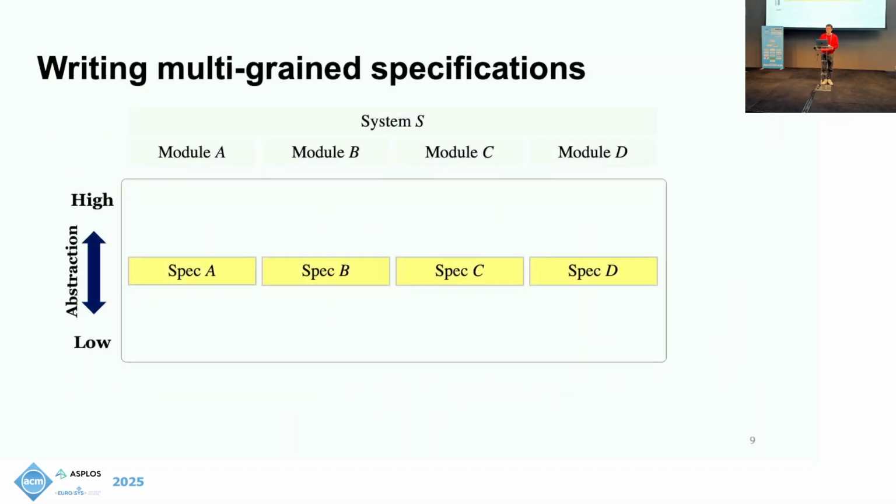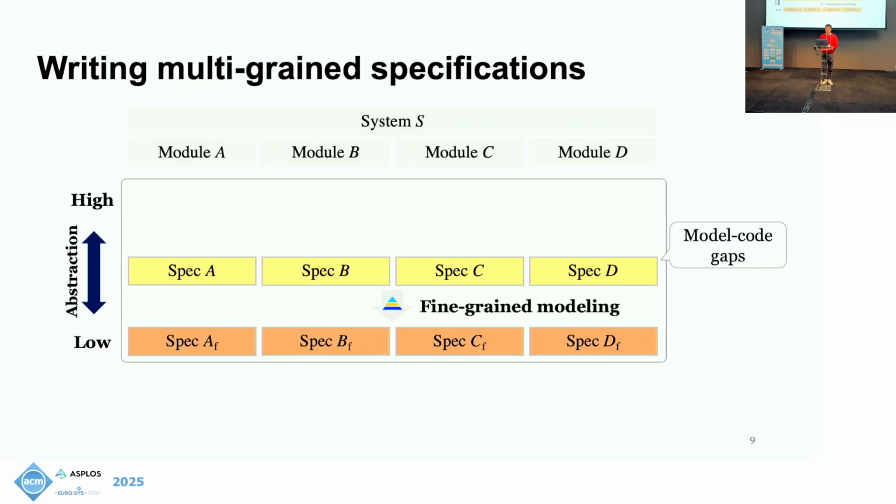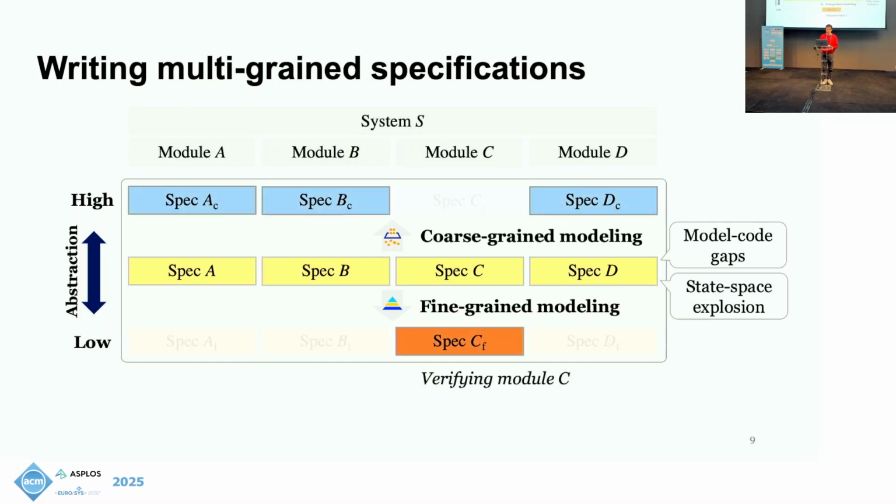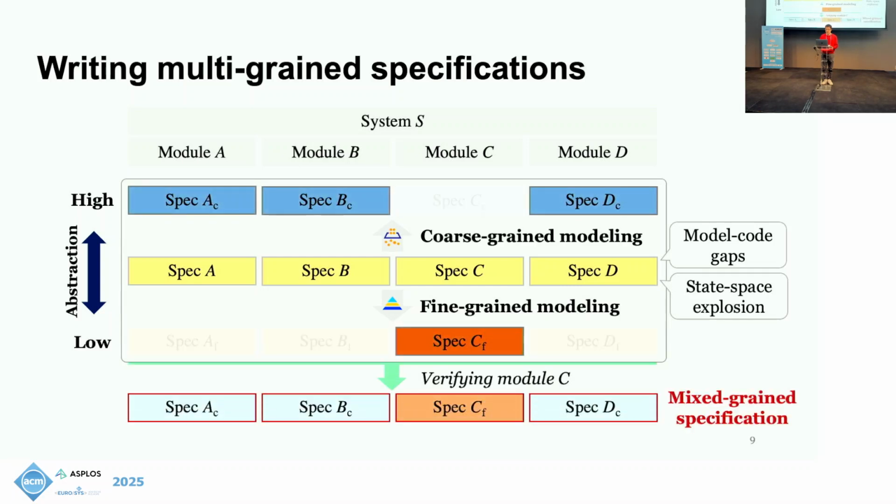Specifically, we write multi-grain specifications based on an existing spec. To cope with model-code gaps, we do fine-grain modeling to obtain the spec that conforms closely to the code. Besides, we do coarse-grain modeling to reduce the state space. Then, we can obtain the mixed-grain specification that consists of fine-grain specs of target modules to model code-level behavior, and coarse-grain specs of other modules to save cost.